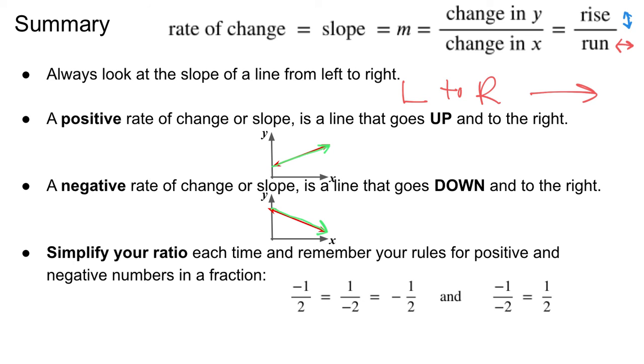And then always simplify your ratios and remember that one negative means a negative slope. It doesn't matter if that negative is in with the rise or the run or just out in front. If it's out in front, you can choose where to put it depending on whether you're going to the right or to the left along your line. And then if there are 2 negatives, it's the same as 2 positives, and that is a positive slope.